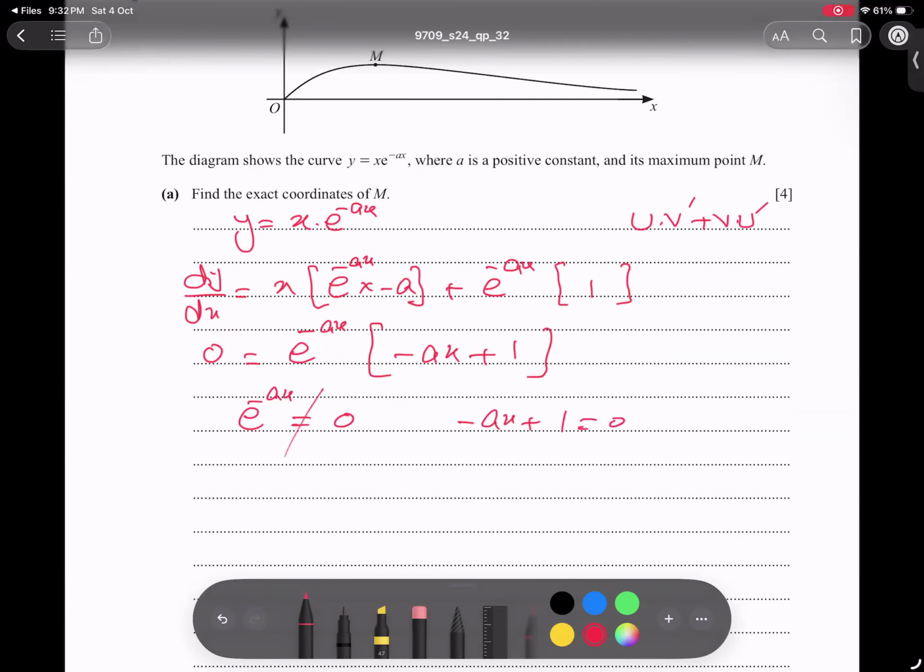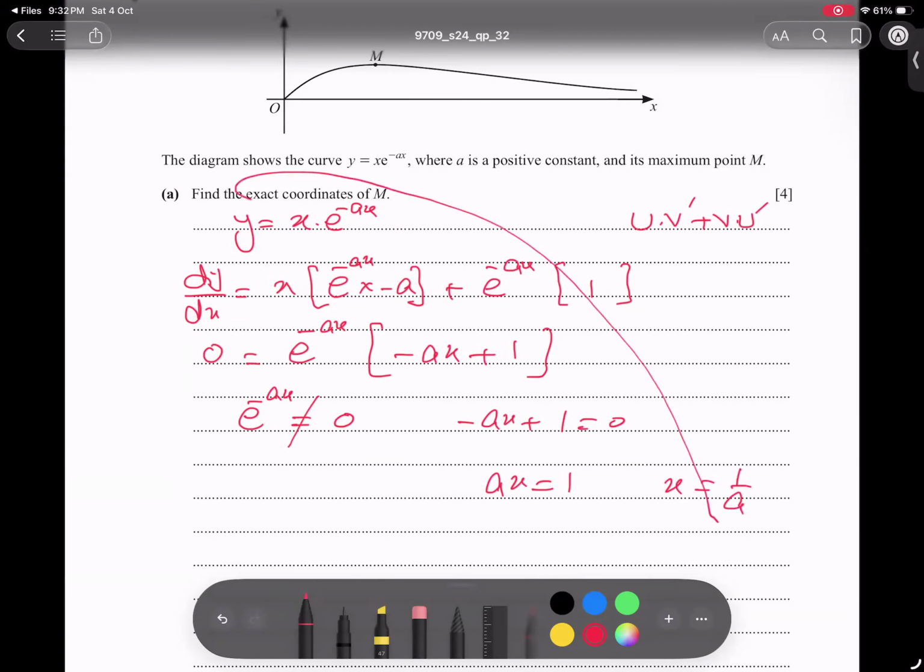The first cannot be. Why? If I want to bring x down, I have to take the log of both sides, and the log of 0 is undefined. That is why it is not possible, so simply cut it like this. And what about this? ax equals 1, and the x value turns out to be 1 over a.